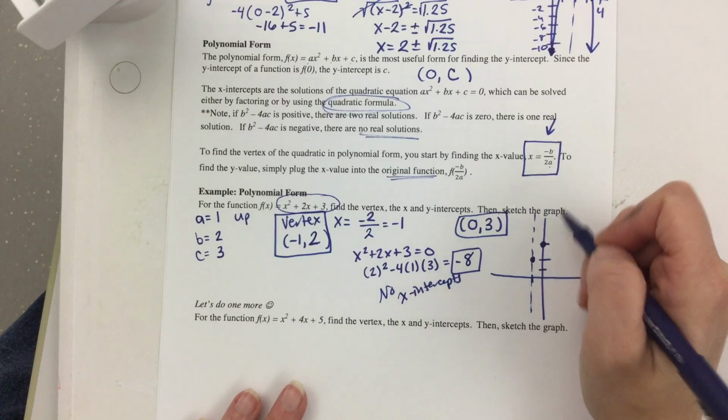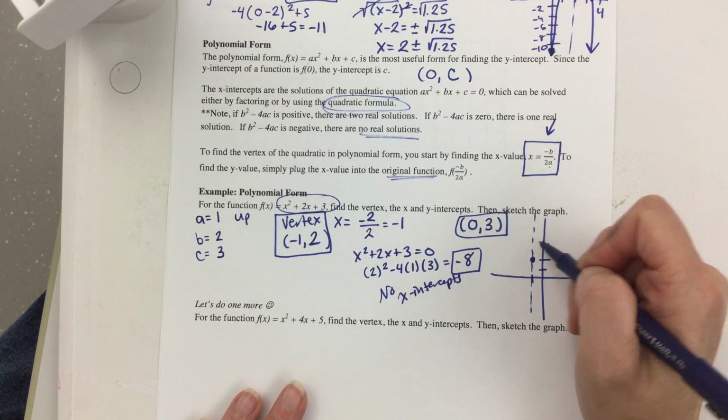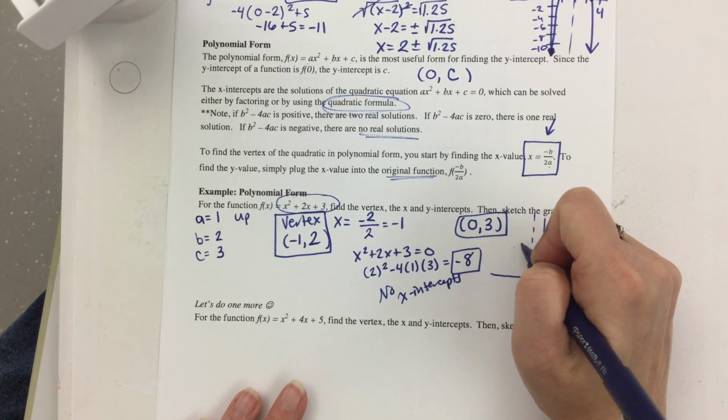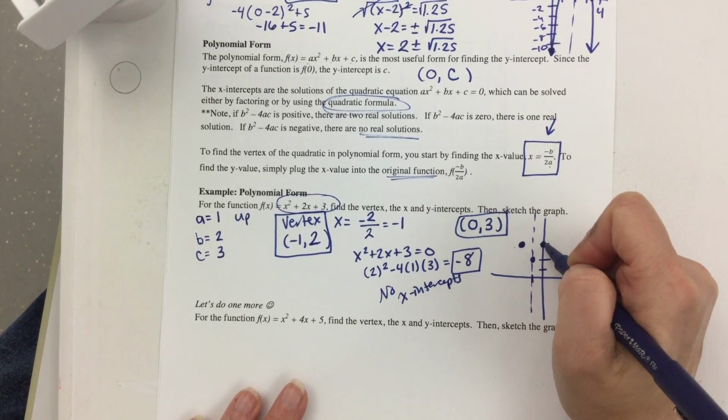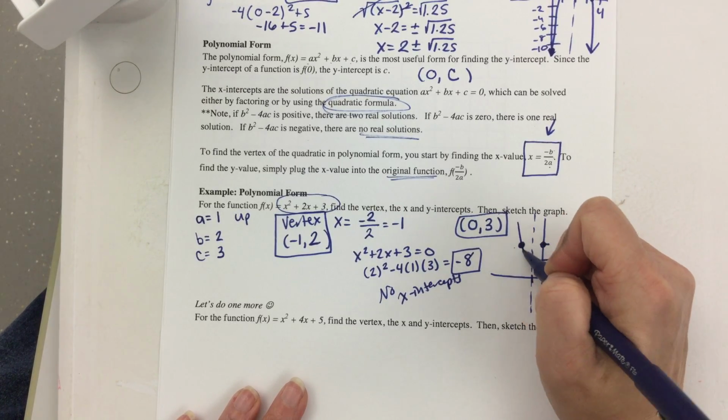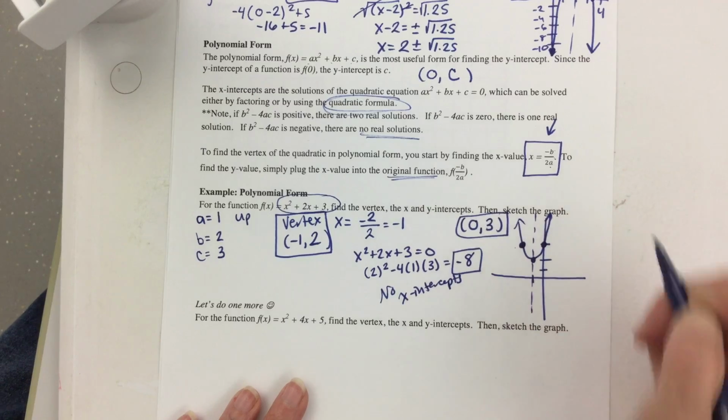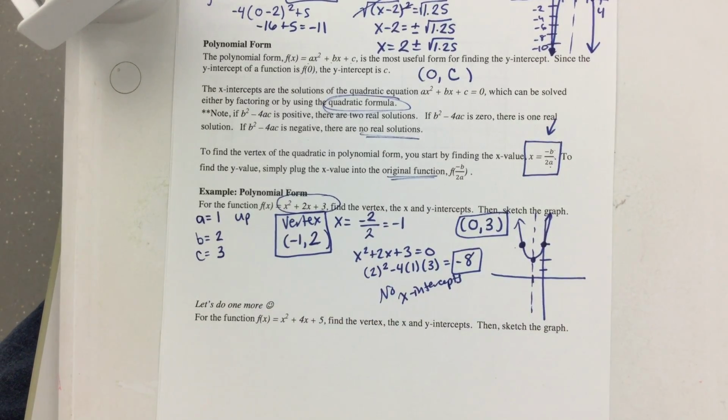So I know that it's opening upwards, but in order to get another point, any point not on that line, knowing that it's symmetric, it's a mirror image, I can take that point, and if there's a point 3 units high to the right, there also has to be a point 3 units high to the left. So now I can go ahead, sketch it, it opened up.